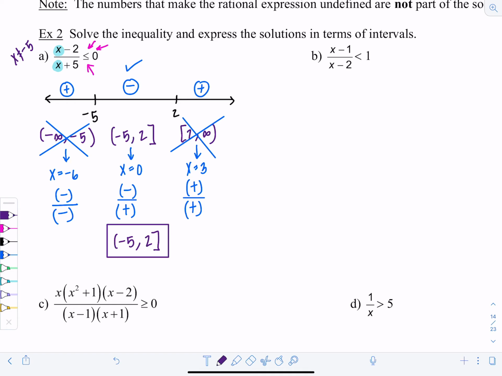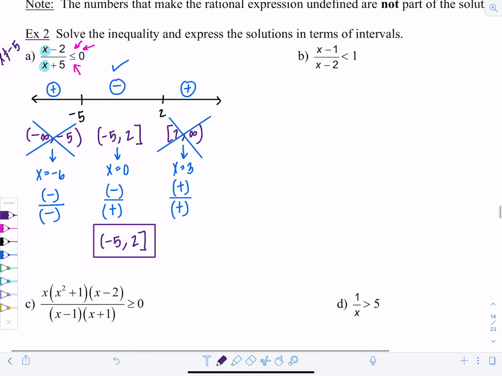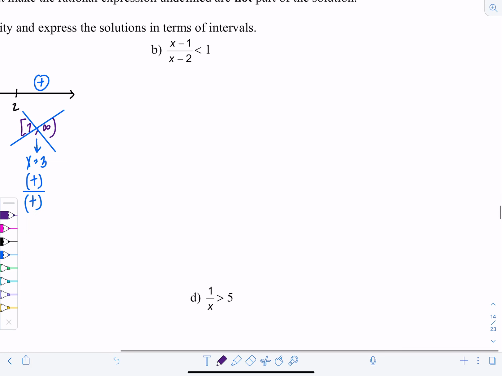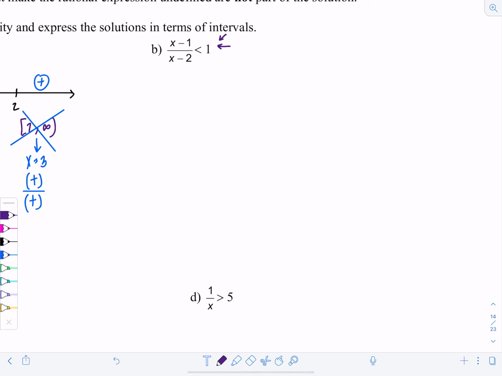Next one, x minus 1 divided by x minus 2 is less than 1. Remember, we need a 0 on the right-hand side, or at least on one of the sides. Usually we put it on the right. So let's move that one over so we have x minus 1 over x minus 2 minus 1 is less than 0. And then I need to get a common denominator. I sure do. So the common denominator is x minus 2.